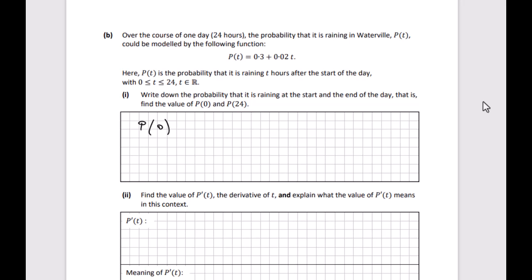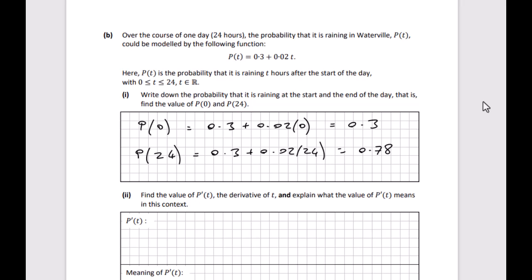So P0 is just going to be equal to 0.3 plus 0.02 times 0. If you work that out, this will just become 0 and you're just left with 0.3. The probability then at hour 24 is going to be 0.3 plus 0.02 times 24. And when you work that out, you get 0.78. So the probability at the beginning of the day that it's raining is 0.3, and the probability at the end of the day is 0.78. So the probability that it is raining by the end of the day has substantially increased.